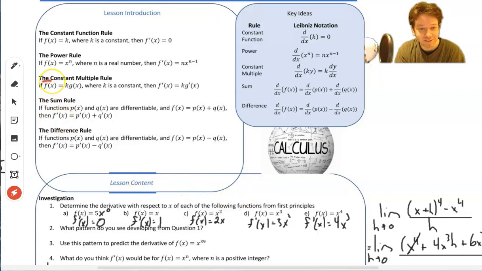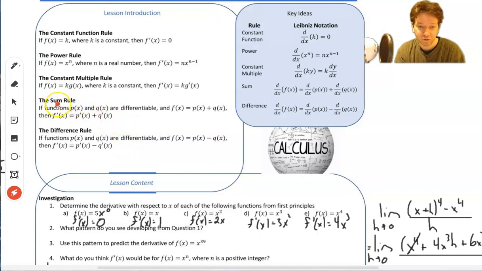So let's say we have some function where the function is some constant times our power rules, so times some x to the power of n, or times any other function. We can simply say the derivative of that function is just that constant multiplied by the derivative of this function. So having a constant out in front isn't a big deal. You just multiply your derivative by that constant.